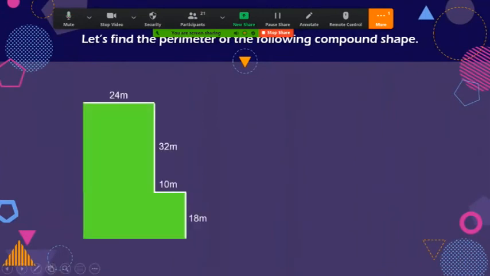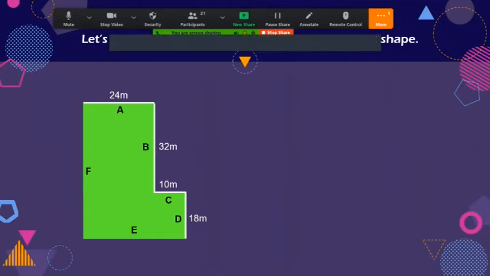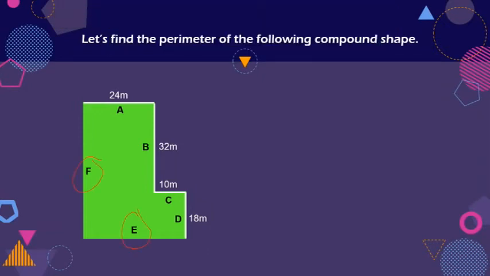Okay, again, before we solve for the perimeter, we have to label all the sides and see if there is any missing information. So what is missing here? What letter? F and E, that's correct. The missing measurements are sides E and F. So we need to find out first what E and F are.